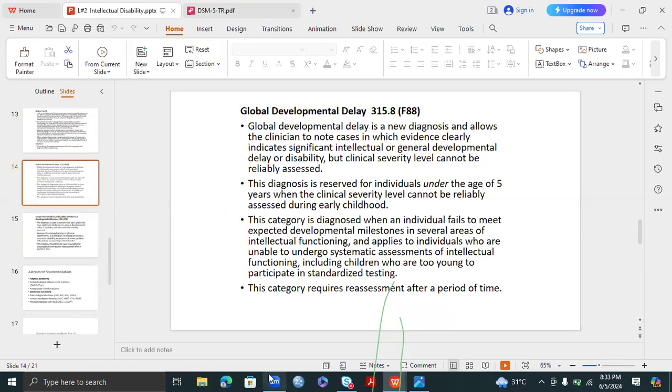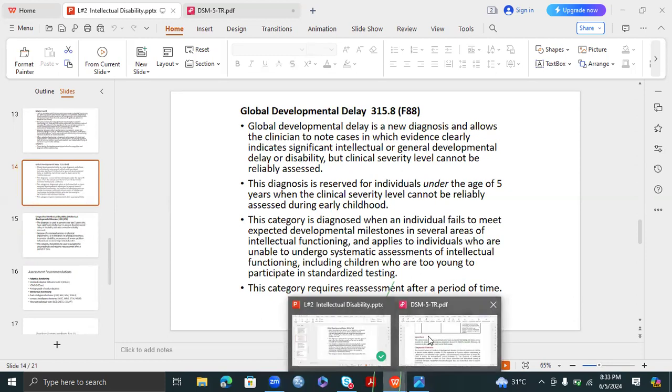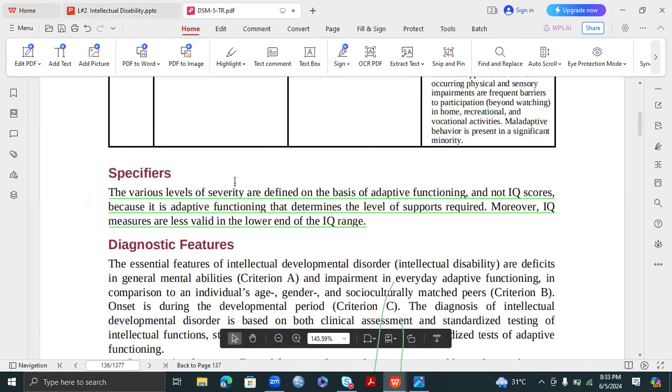So let's move towards the DSM-5-TR. There are some highlighted points if you want to know about the sensitivity. About the specifiers in the DSM-5-TR, it has been mentioned clearly, as you have seen here. I have opened the DSM-5-TR.